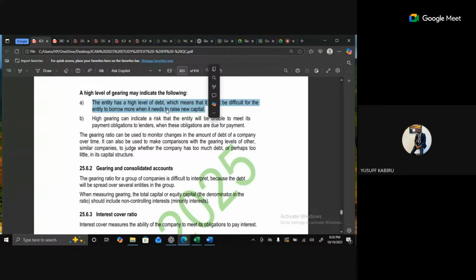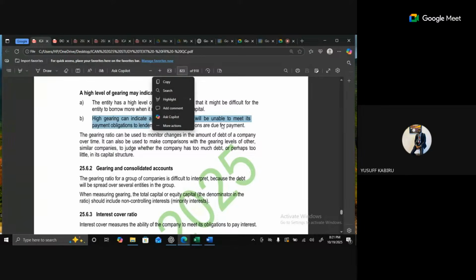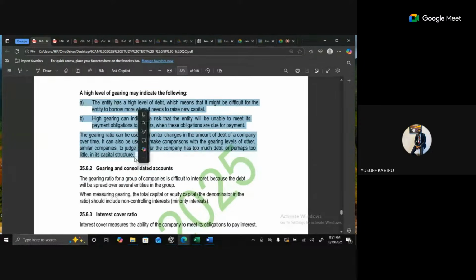That means if the need arises, I can always run to this source to get more debt capital. Then, highly geared can indicate risks that the entity will be unable to meet its payment obligations to lenders when those obligations are due. It's the same thing here: because you are financed by debt, you can't get any extra money when an urgent need arises to meet those obligations. I've explained it already; they are still saying the same thing.